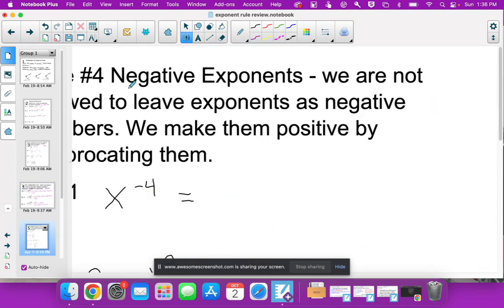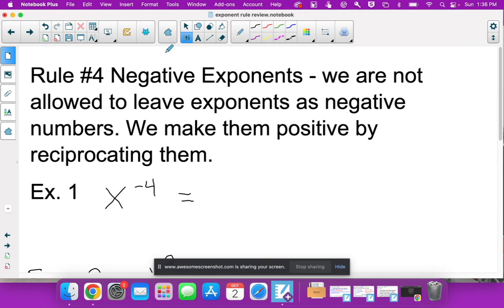Okay, so now let's talk about negative exponents. We're not allowed to leave exponents as a negative number. It's sort of like getting an equation where you solve the equation and you have negative y equals 4. You're not allowed to leave that negative there. It's not technically done. You would go through and divide both sides by -1. So we're not allowed to leave exponents as a negative. So we take care of that. We want to rewrite them as a positive number.